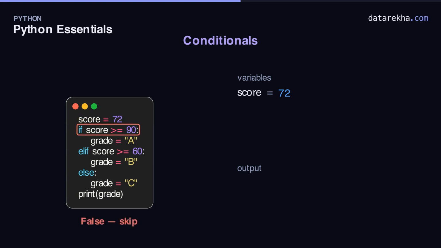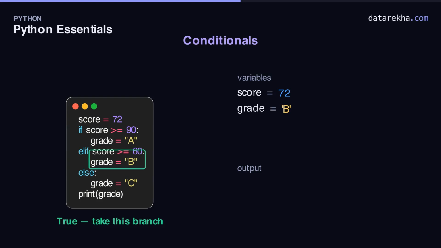Score is 72. First check, is score at least 90? 72 is not, so this branch is false. We skip its block entirely and fall through. Next, elif, is score at least 60? 72 is, so this one is true. This is the branch that runs, so we run its block.